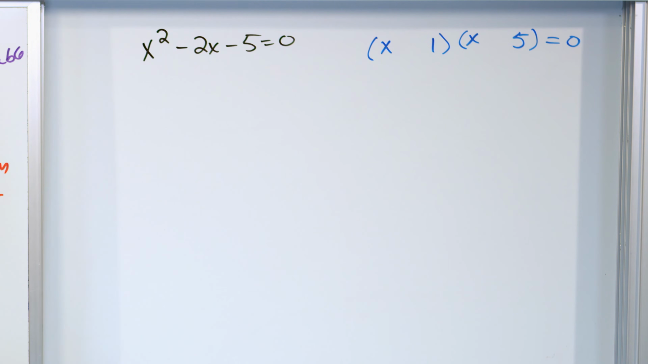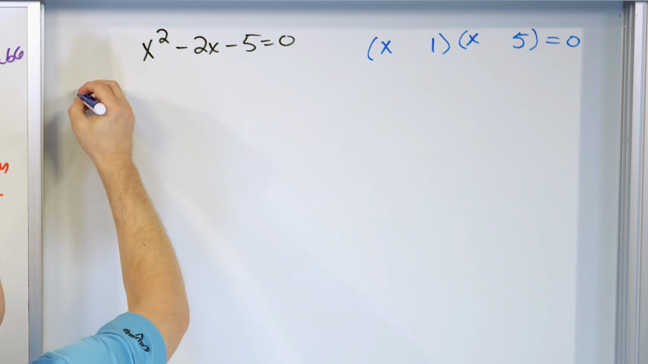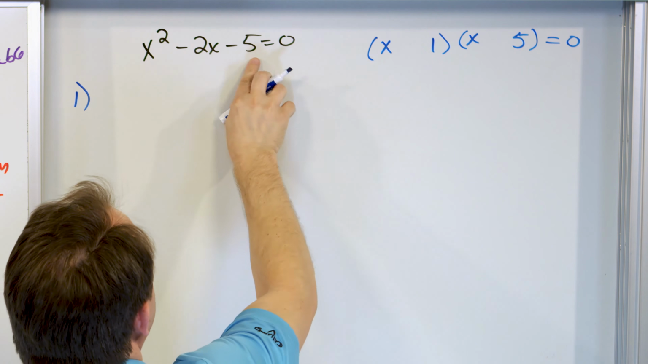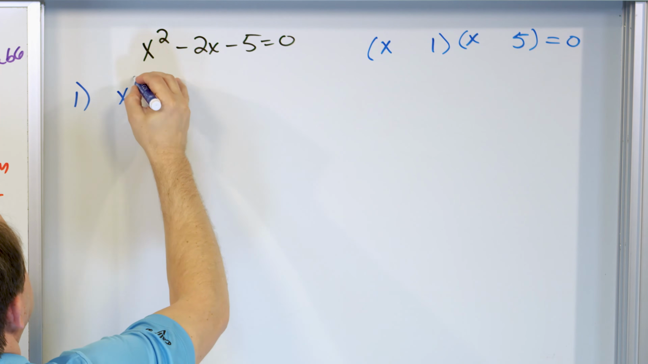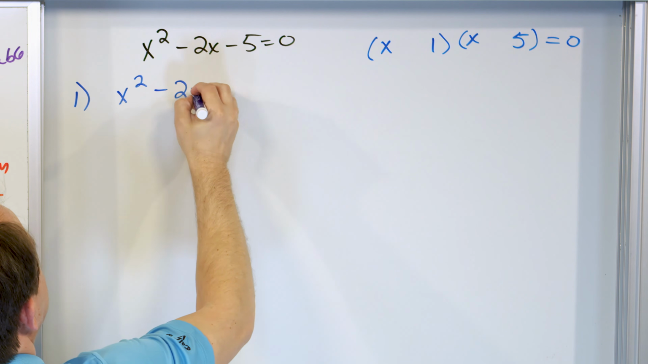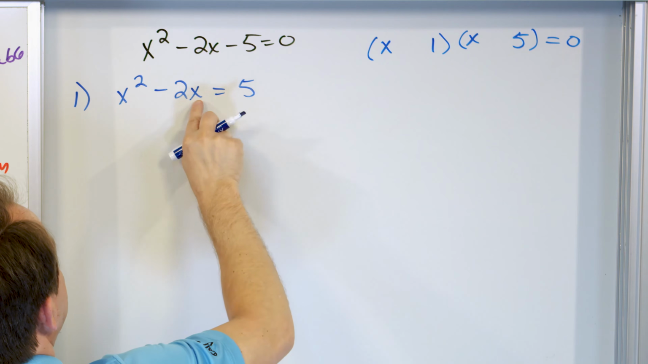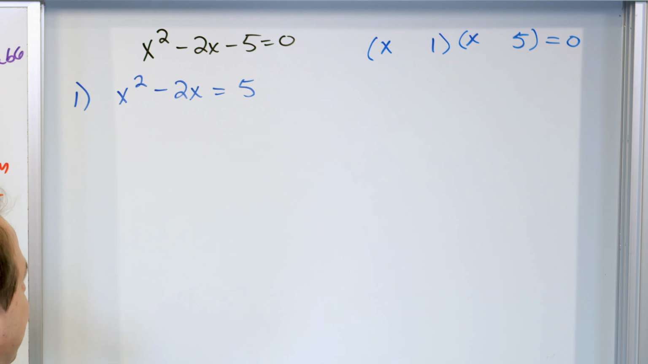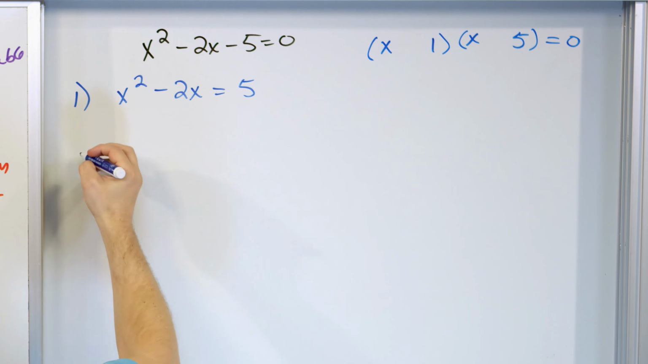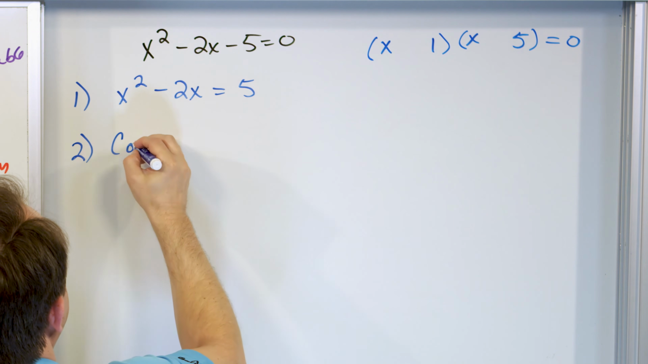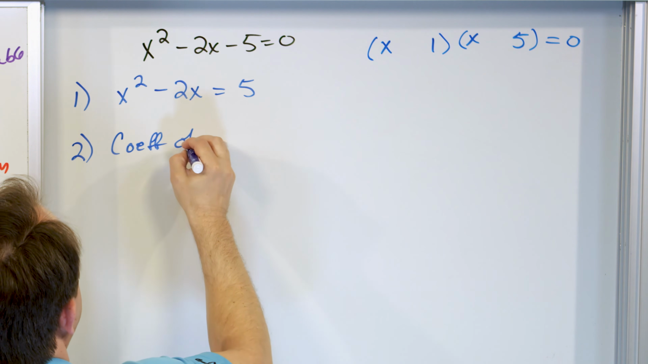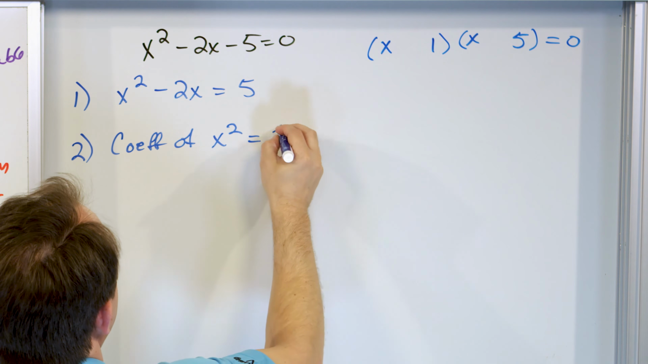So the very first step in this process is to take whatever constant term, in this case it's a minus 5, and want to move it to the other side. So it's going to be x squared minus 2x equals positive 5. We add 5 to the left, add 5 to the right, that's step 1. Okay. Step number 2, which I have the steps numbered differently over there, we want to check that the coefficient of x squared is equal to 1, and it is.